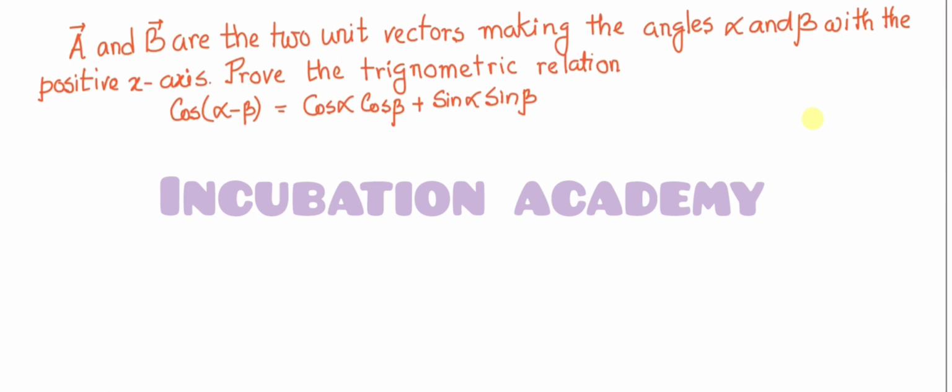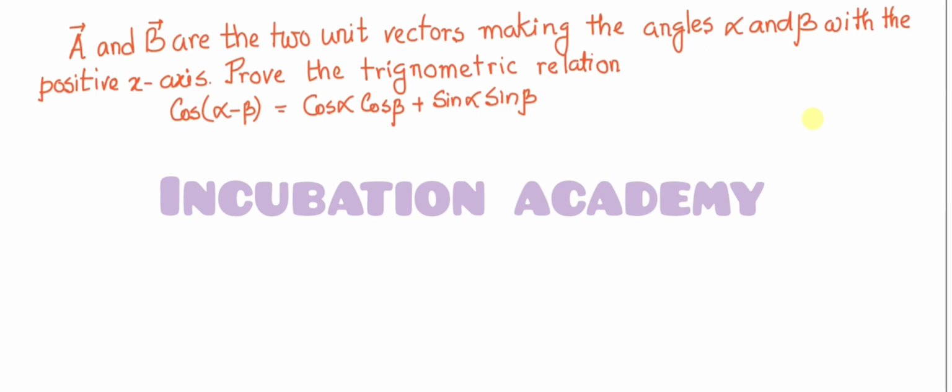But it does not make a difference. Basically all of these are notations. Here it is the arrow sign, but we can consider these as unit vectors. The magnitude is unity wherever it is required, and these two unit vectors make the angles alpha and beta with the positive x-axis. So you need to prove the trigonometric identity: cos(alpha minus beta) equals cos alpha cos beta plus sin alpha sin beta.